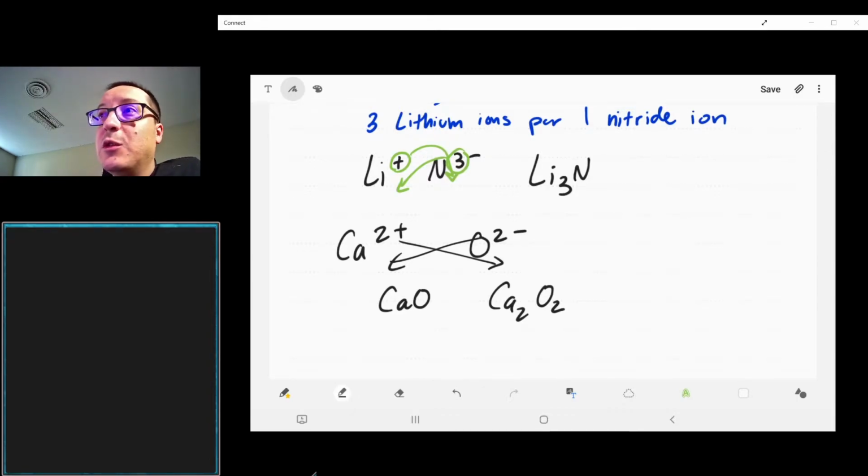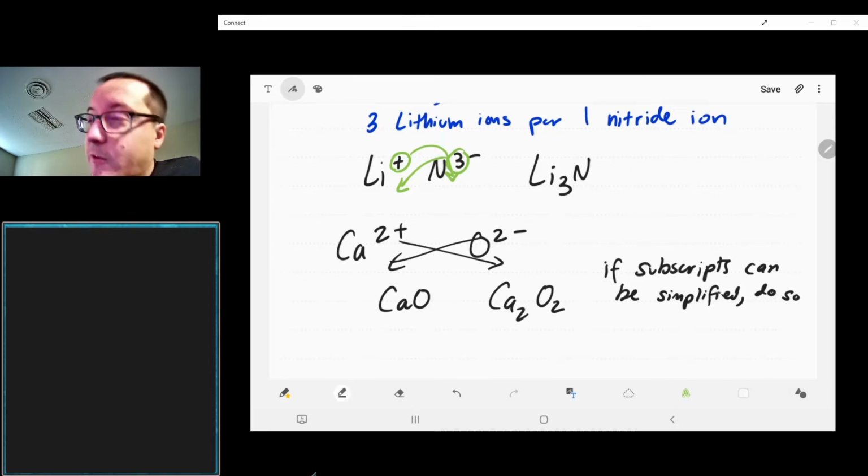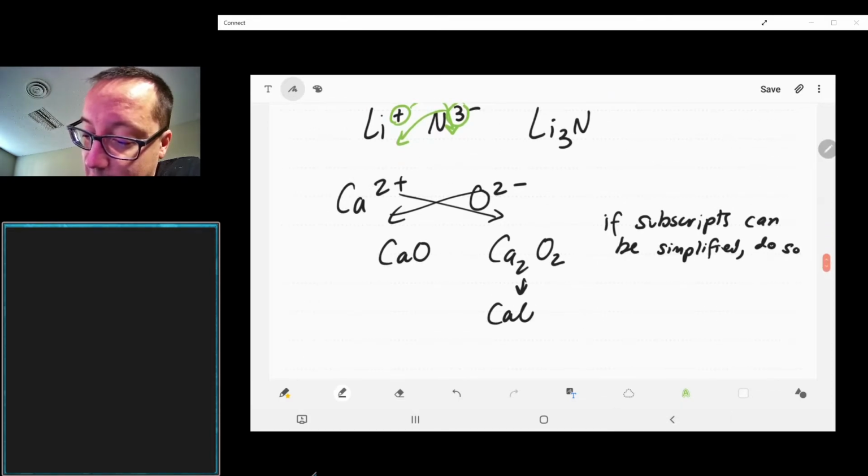If your subscripts can be simplified, you've got to do it. So if they're both the same, or if they're both even numbers, you have to reduce them to their smallest ratio. So because this is 2 and 2, we would end up reducing this to CaO.